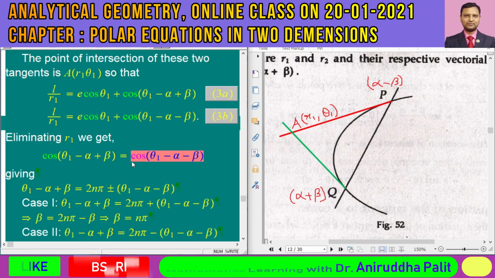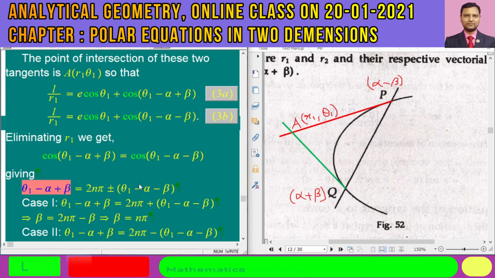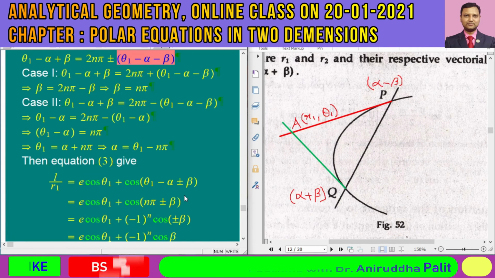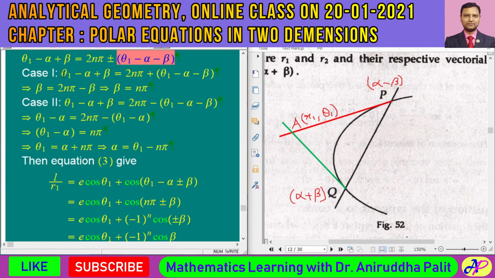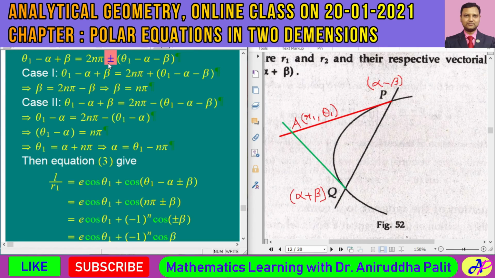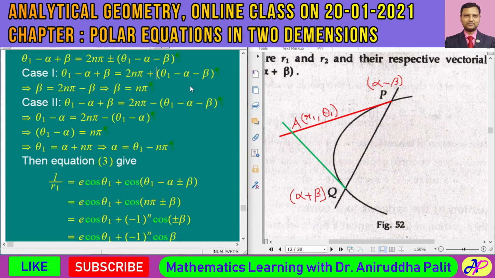Now if we try to solve them, we shall get this result, that the first angle theta 1 minus alpha plus beta should be equal to twice n pi plus or minus this second angle, theta 1 minus alpha minus beta. Now, two cases may arise. The positive sign may come over here, or the negative sign. So firstly, for case number one, we consider a positive sign. Then by cancelling some terms, we ultimately get that beta is equal to n pi.